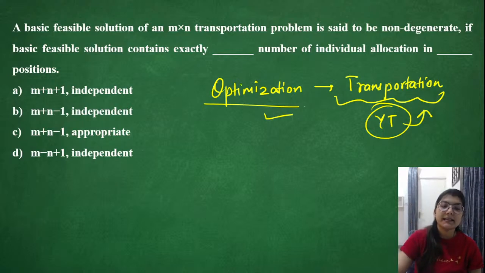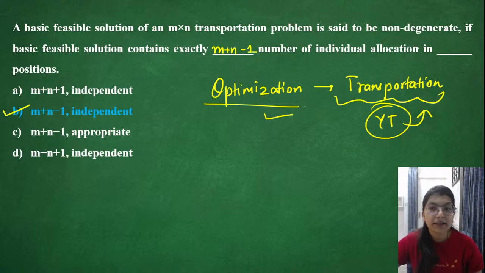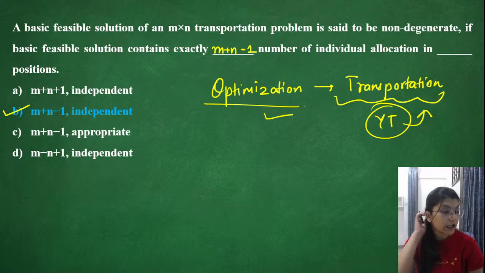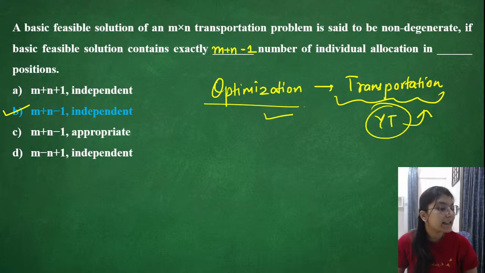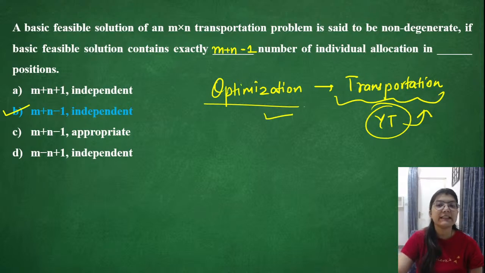The correct answer is option number B. So basically there should be m plus n minus 1 allocations and they should be at independent positions. So exactly m plus n minus 1 allocations should be there and they should be at independent positions. Only then we say that it is a non-degenerate solution.